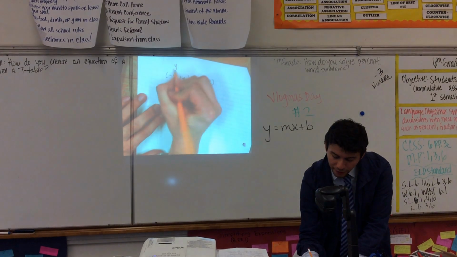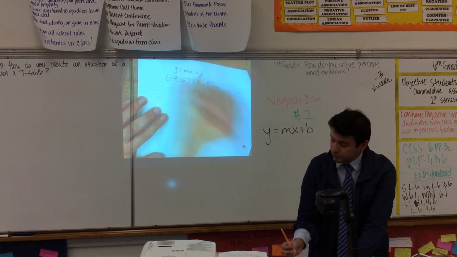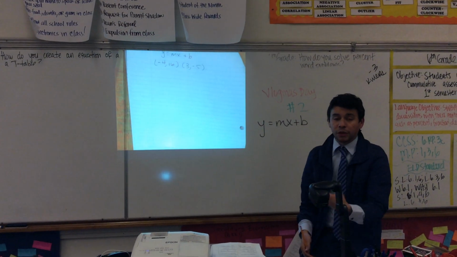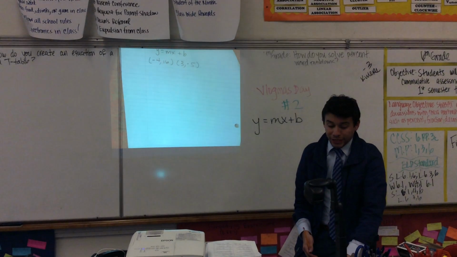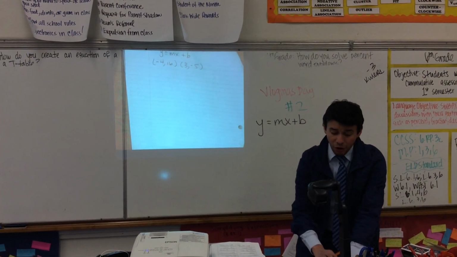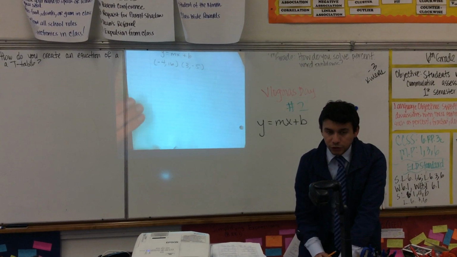Remember, we need to create an equation. To create an equation, you need a slope and y-intercept. The first one we attack is always slope. So let's find slope. You should already know how to figure out slope. So let's figure out slope together.